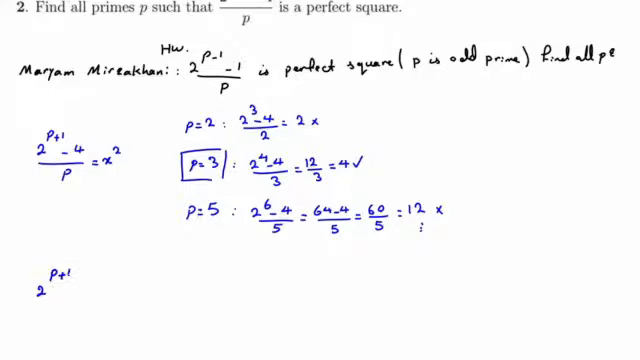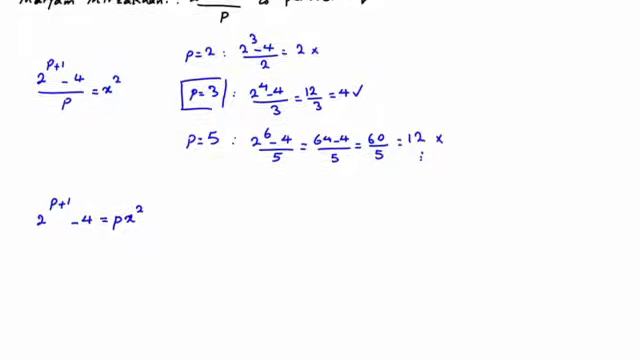We say 2^(p+1) - 4 is px squared. We consider p odd, and we can say p is at least 7 because we've checked up to p = 5. The left hand side is a multiple of 4 because 2^(p+1) is a multiple of 4, minus 4, a multiple of 4. The right hand side is also a multiple of 4. So 4 divides the left hand side, which is 2^(p+1) - 4, and 4 also divides the right hand side, px squared.